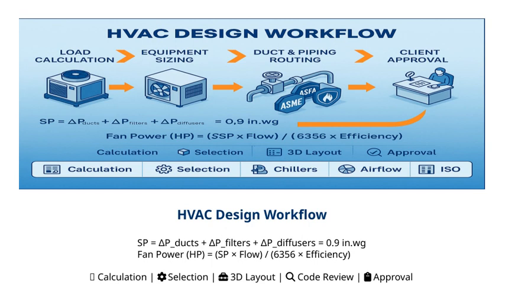Throughout this workflow, there are several critical steps. We begin with the calculation phase, where we quantify the pressure drops and power requirements. Then comes the selection process, choosing the right components. After that, we move to creating a 3D layout to visualize the system. We also review the design against building codes to ensure compliance, and finally, we seek approval to move forward.